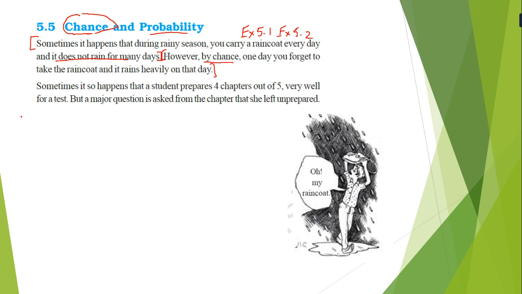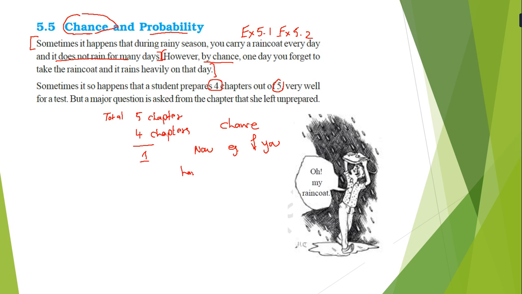Some other examples we can give here. Sometime it so happens that a student prepares 4 chapters out of 5. If you have a maths test and a total of 5 chapters are there, and you have learned or prepared 4 chapters very well for the test, but a major question is asked from the chapter that you left unprepared. More questions came from the one lesson you left, so that is related with the chance.